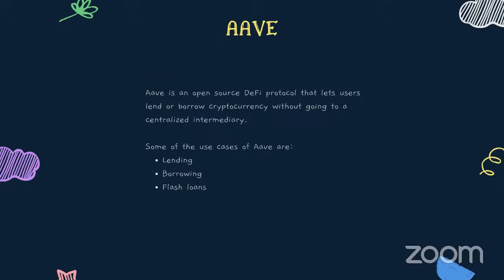For as long as your fund is still in the Aave pool, where other people can borrow it, you are going to be earning interest. Also, you can borrow from the Aave protocol, like you do a normal borrow. I'm not going to go into all these terms like over-collateralized loans or stuff like that, so I'm just going to leave it.